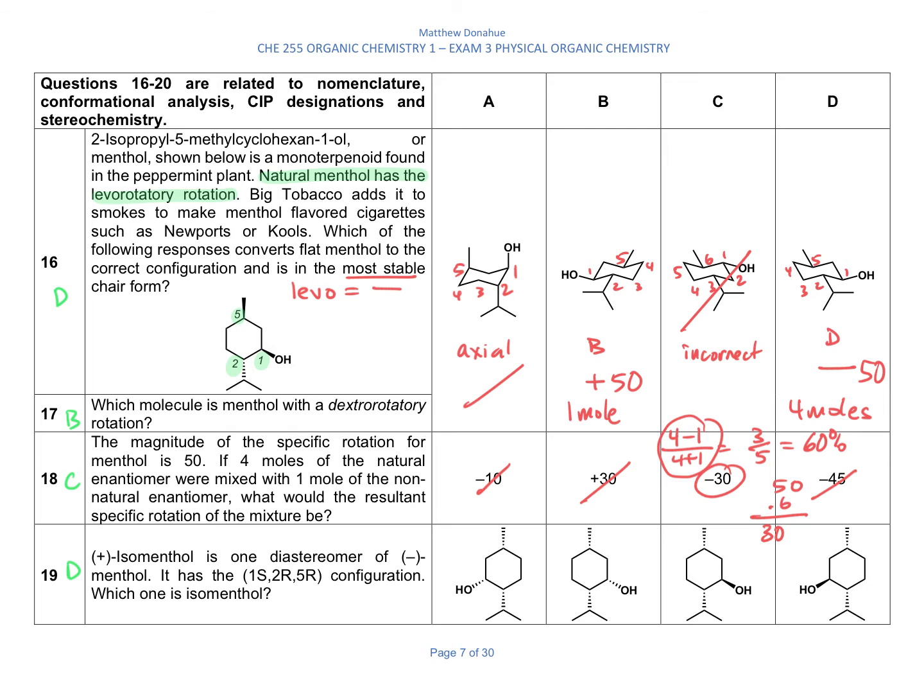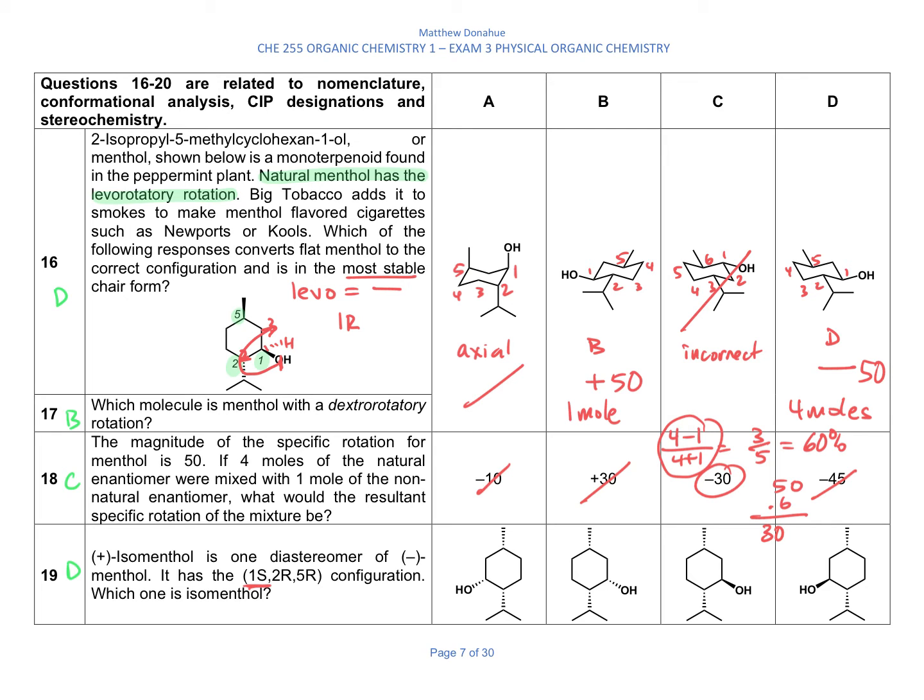Determine the configurations. So position 1, oxygen is 1. H is going back, so that's the lowest priority. Now you have carbon. This carbon has 2 hydrogens and 1 carbon. This has 2 carbons, so that's second priority. This is third. So you're going clockwise, so position 1 is R. So can we eliminate anything based off that? So we need 1S.